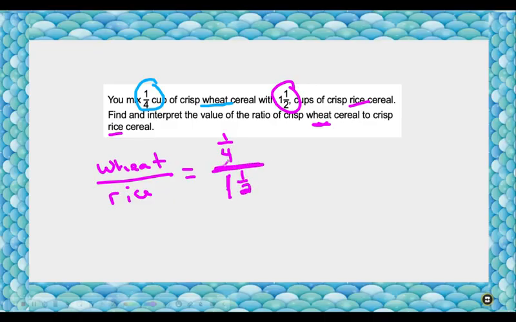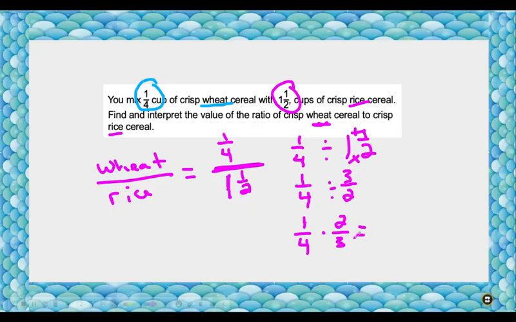So here we have a complex fraction. So the fraction means to divide, right? So 1/4 divided by 1 1/2. We have to change 1 1/2 to an improper fraction. So 1/4 divided by 2 times 1 is 2 plus 1 is 3. Now we keep change flip. So 1/4 times 2/3. We look to cross simplify.